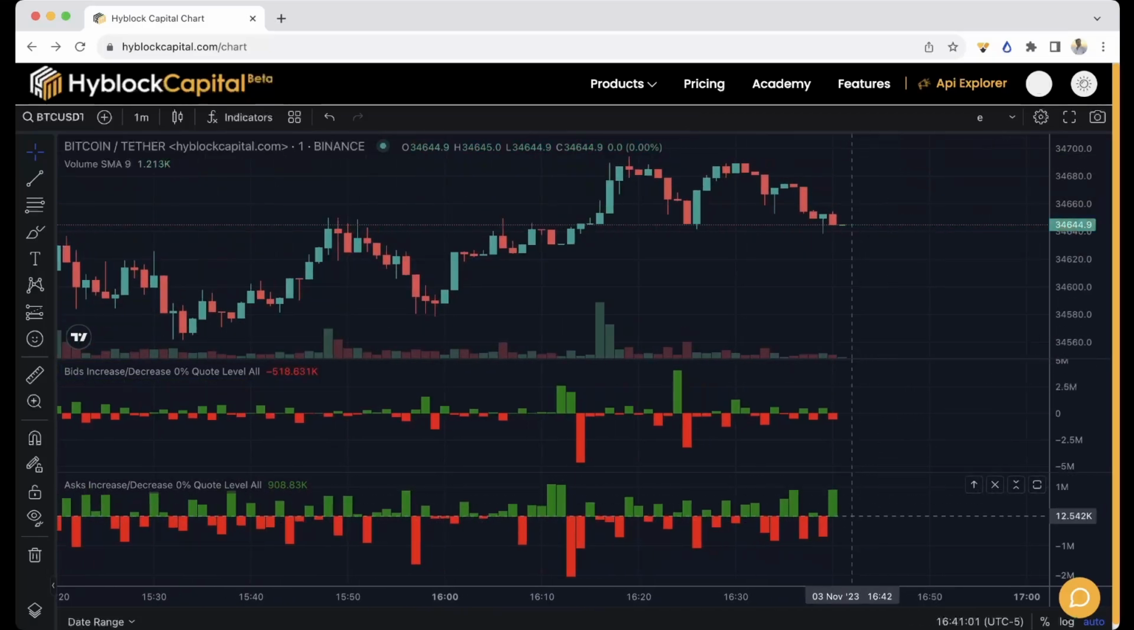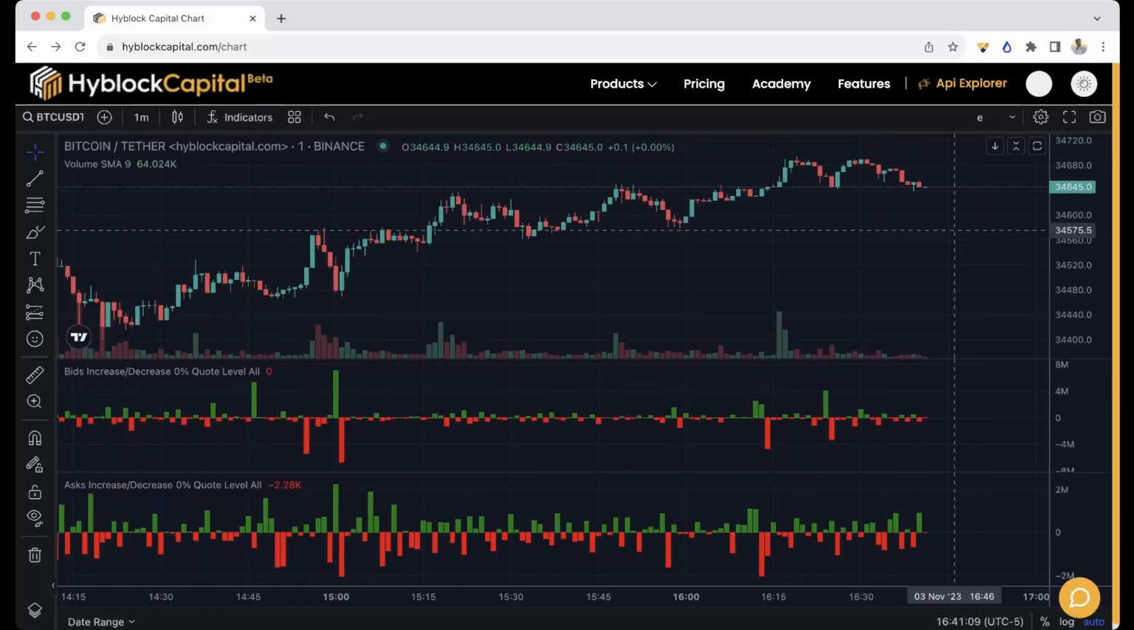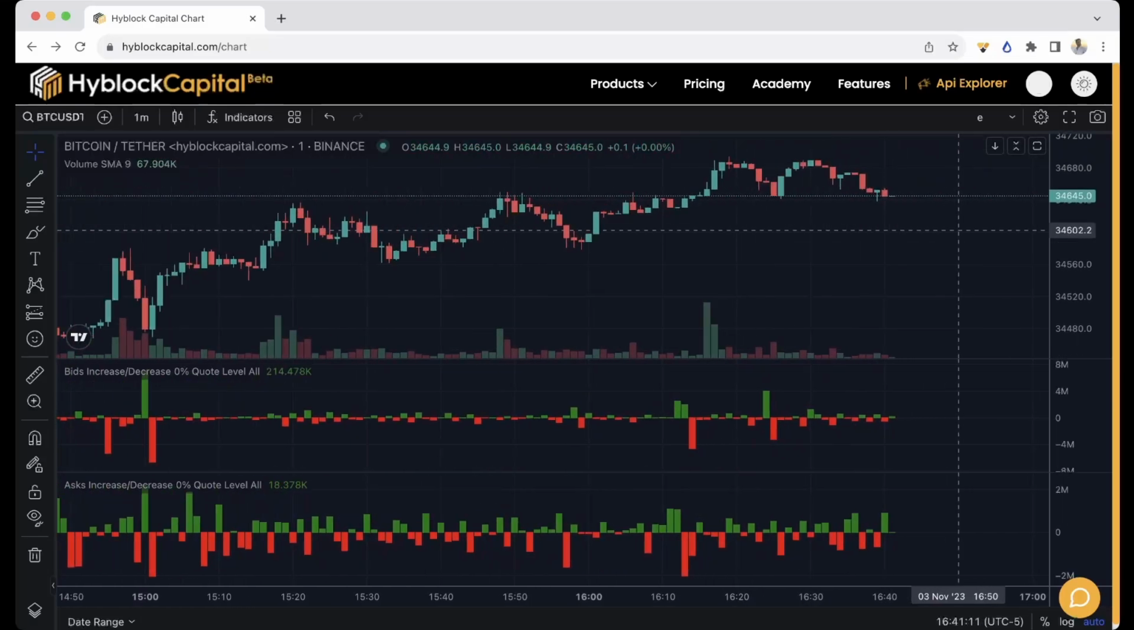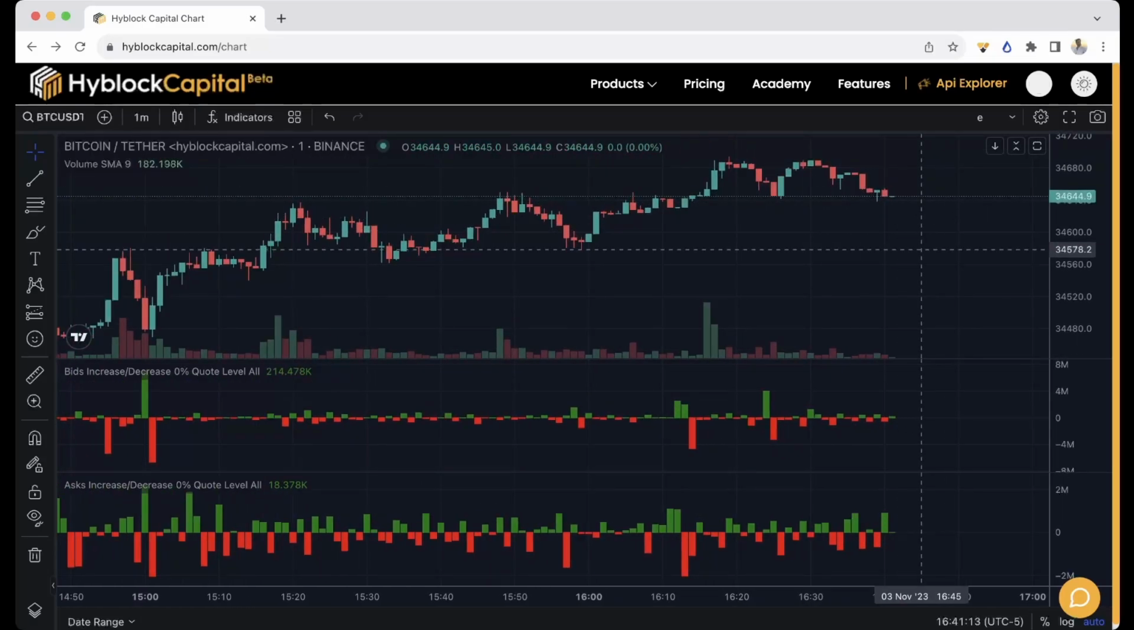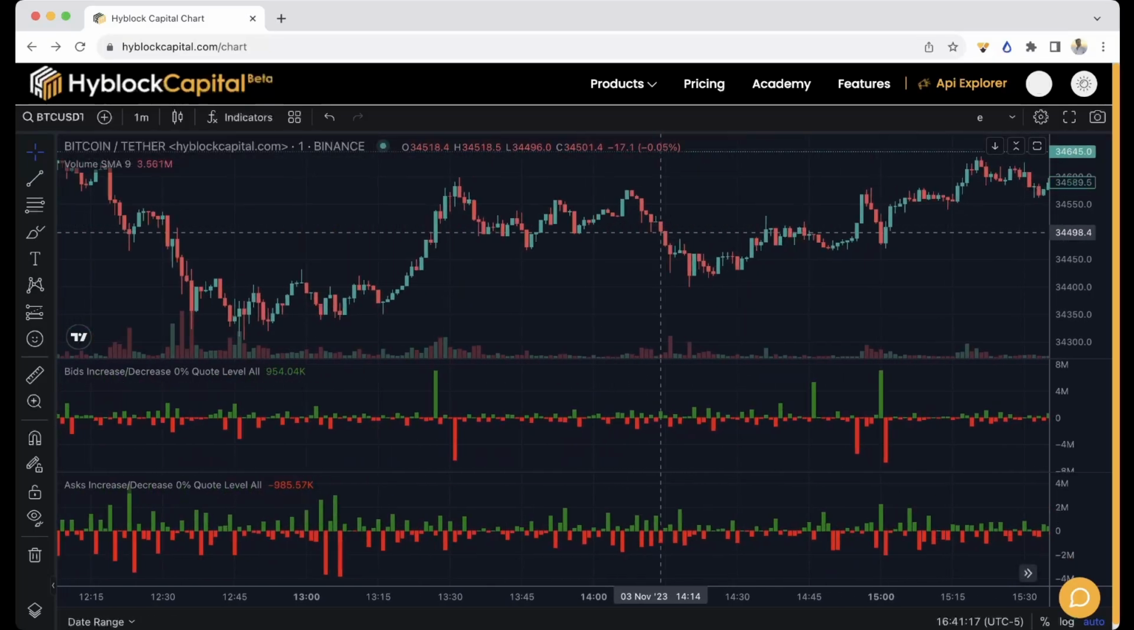You can see right now that we have some offers being added at the quote level. So there's some selling pressure across Bitcoin. And here, some bids are being decreased. So does that make it guaranteed that price is going to go down? No. But it makes it a little bit more likely that price will. So this indicator is super helpful.